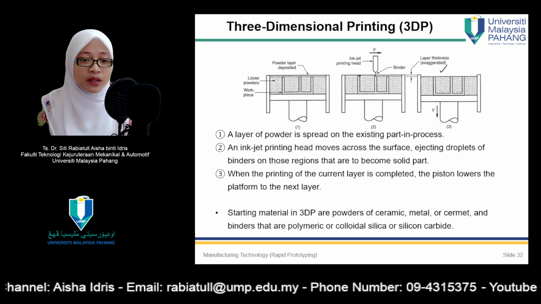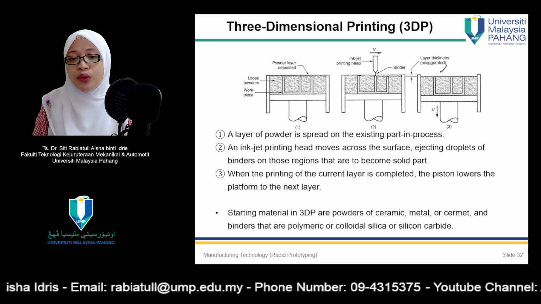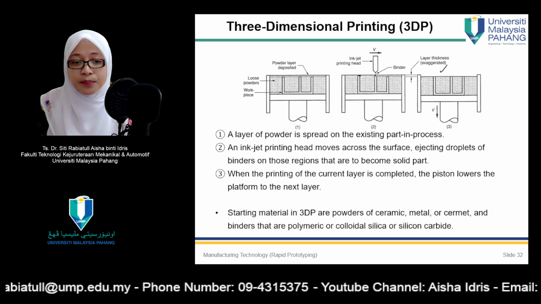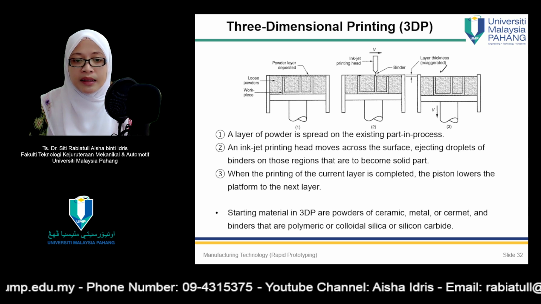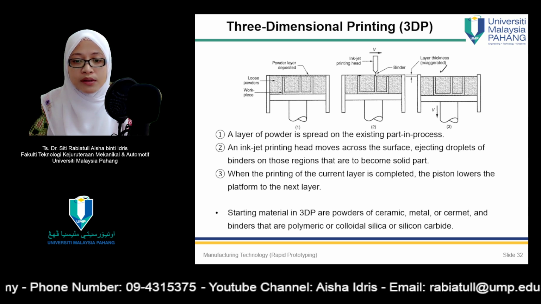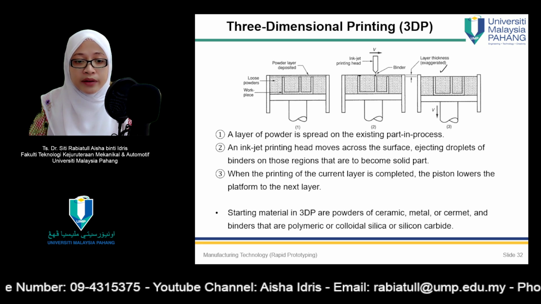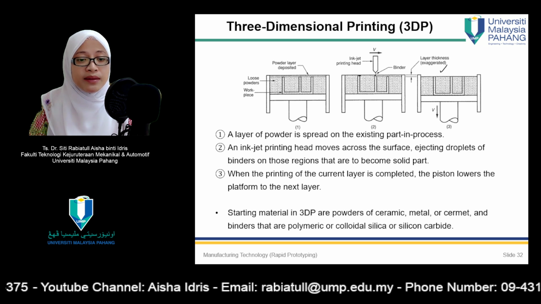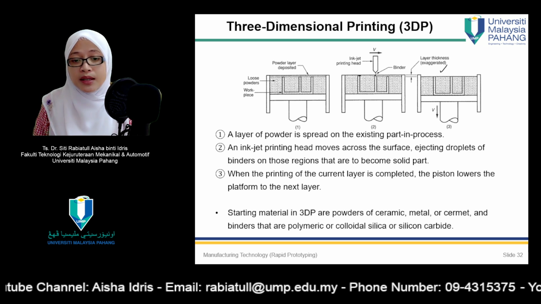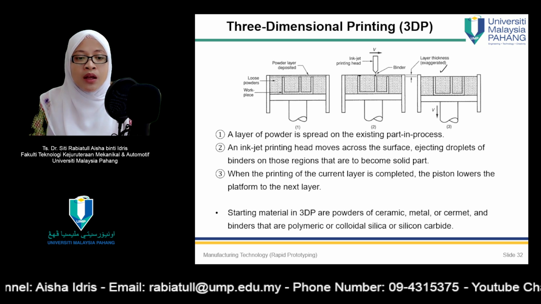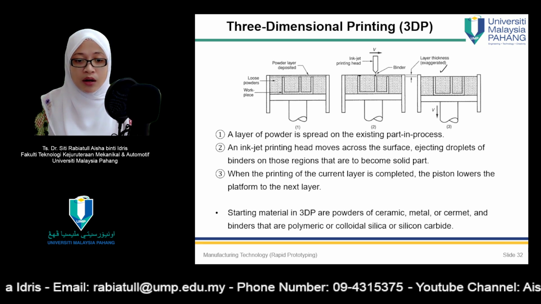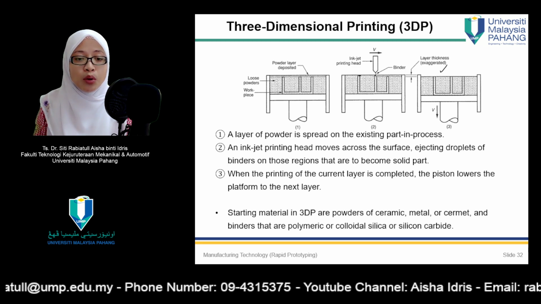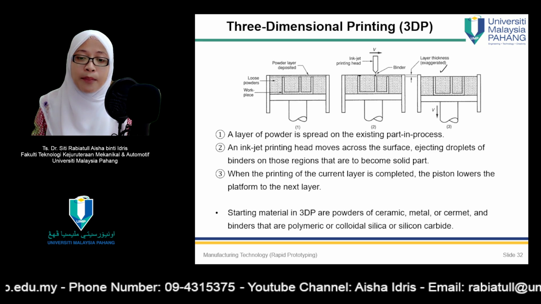Let us describe the process for one cross section with reference to this figure here. Number one, a layer of powder is spread on the existing part in process. Number two, an inkjet printing head moves across the surface, ejecting droplets of binder on those regions that are to become the solid part. And number three, when the printing of the current layer is completed, the piston lowers the platform for the next layer. Starting materials in 3D printing are powders of ceramic and metals, and binders that are polymeric or colloidal silica or silicon carbide.